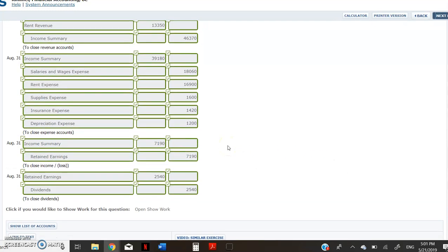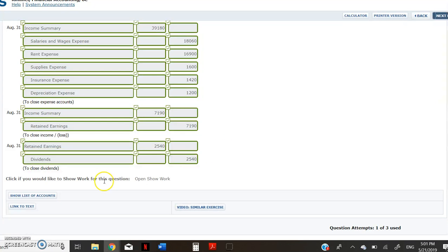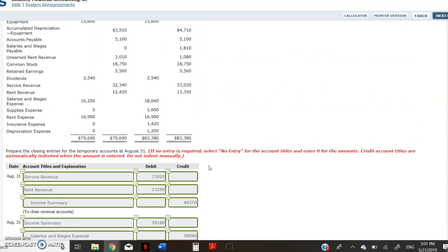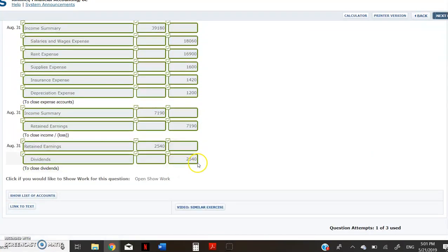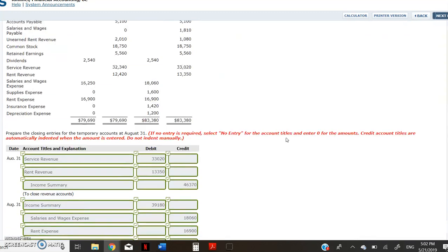Then we come here and look at our dividends. We scroll up here because we're closing our dividends, and our dividends here show us 2,540. We put that as a credit, because normally a dividend would be a debit because it's paid in cash. So we put a credit there, and then to make it equal, we do the retained earnings of the same amount, 2,540. And that is how you would close accounts in the journals.